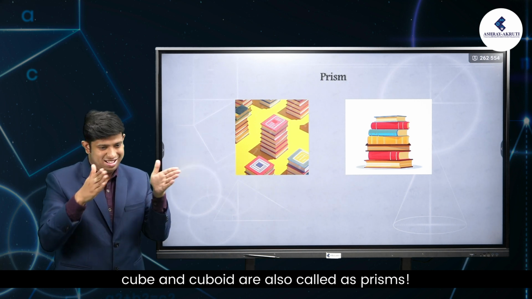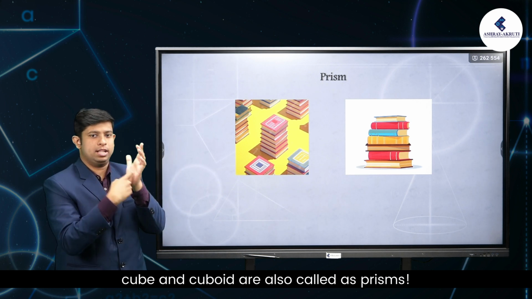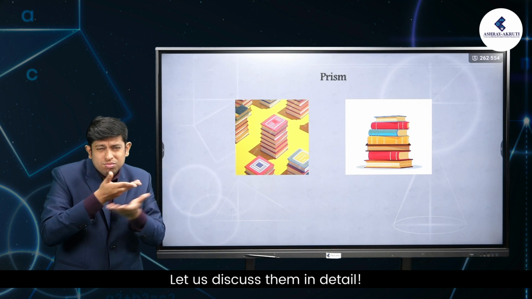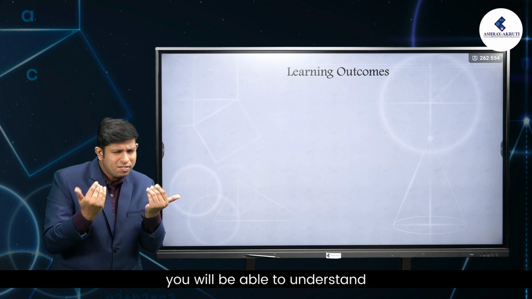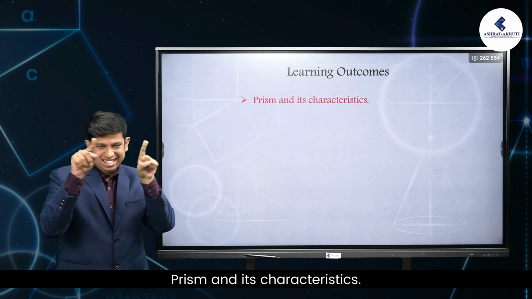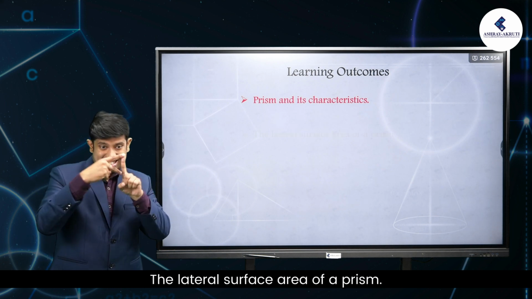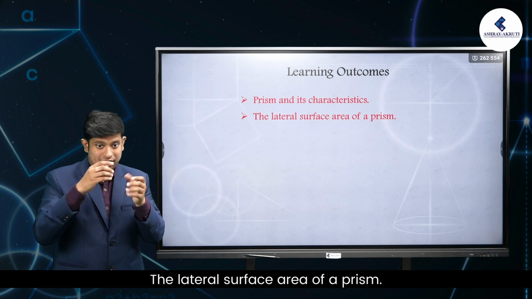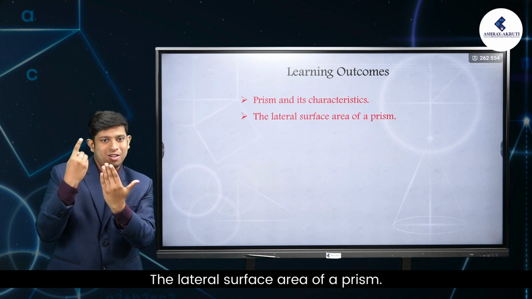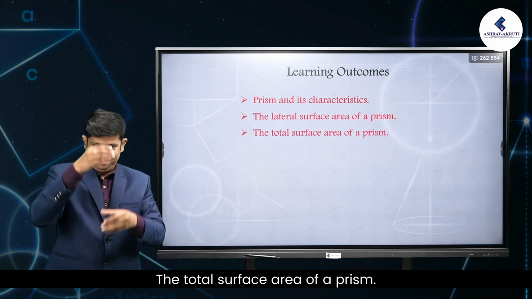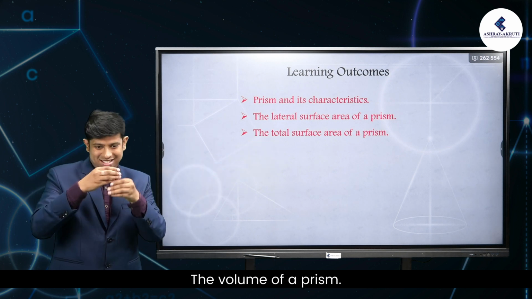Do you know cube and cuboid are also called as prisms? Let us discuss them in detail. Learning outcomes. After the completion of this lesson, you will be able to understand prism and its characteristics, the lateral surface area of a prism, the total surface area of a prism, the volume of a prism.